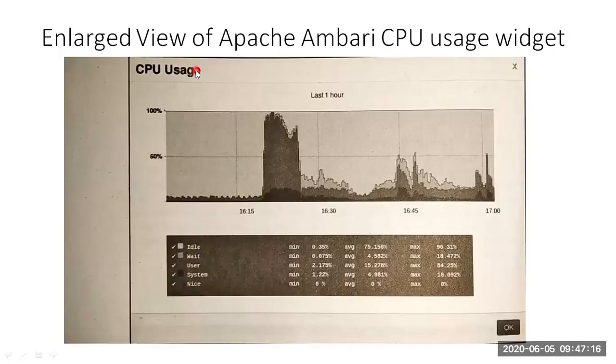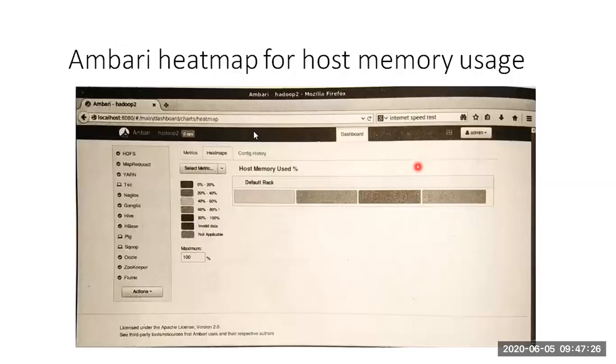This is the enlarged view. Once you click on CPU usage, you can see in detail what applications are running in the background. That is an enlarged view of Apache Ambari. It is one part of the dashboard view which shows you the host memory usage. What is the host memory usage? What is the default size? And what does it mean? And here, this is the metric.